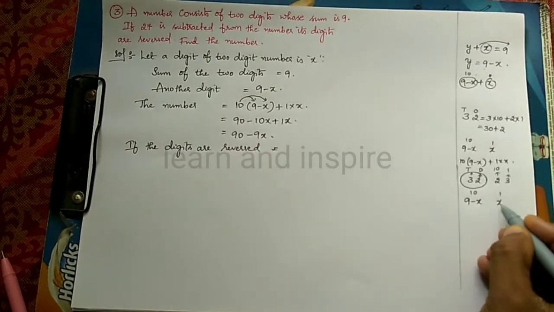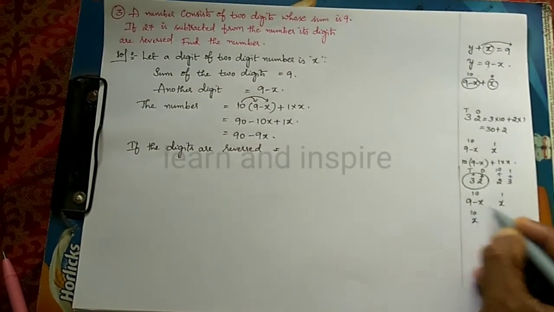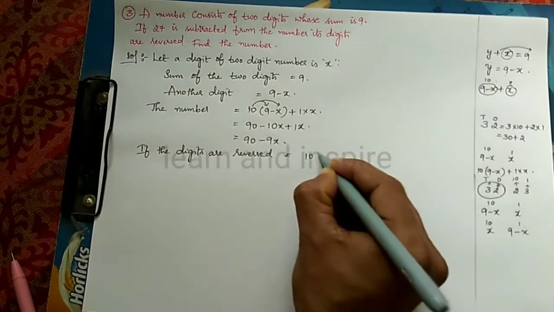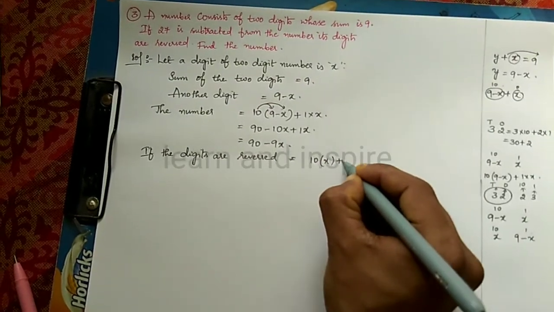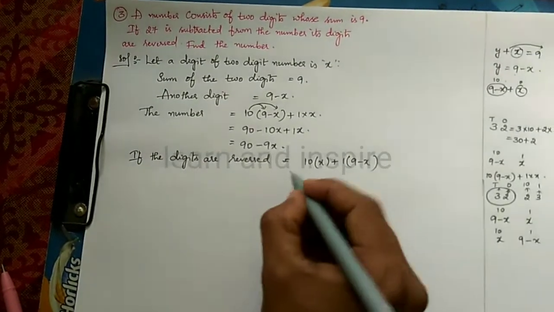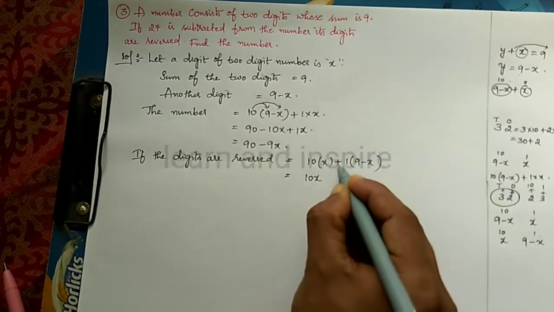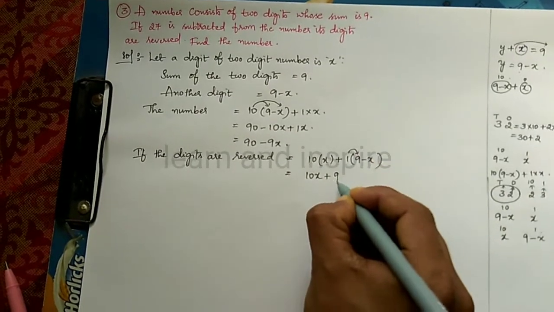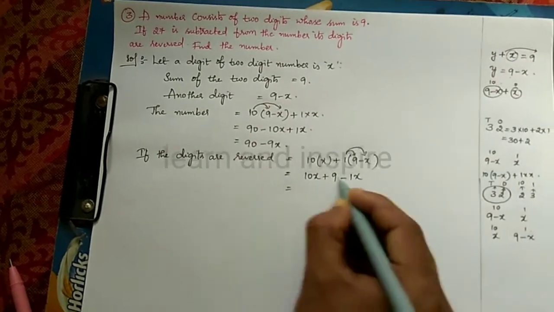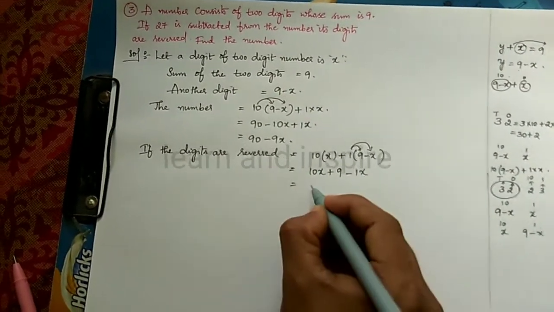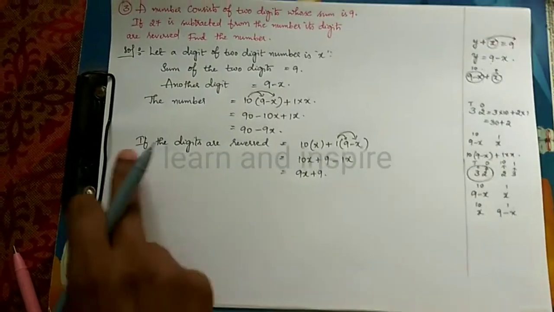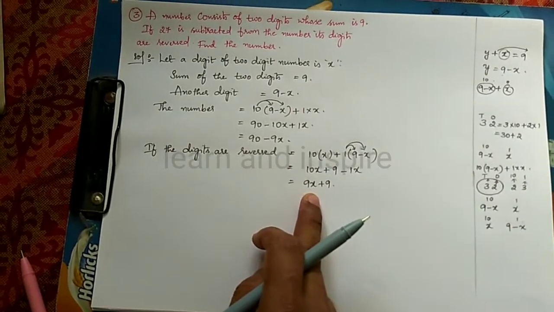If the digits are reversed, x becomes the tens place and 9 minus x becomes the ones place. That means 10 into x plus 1 into 9 minus x. So here we are reversing the digits. That means 10 into x is 10x, plus 1 into 9 is 9, minus 1 into x is 1x. Now we can solve this. 10x minus 1x is 9x, plus 9, right as it is. So if the digits are reversed, it becomes 9x plus 9.